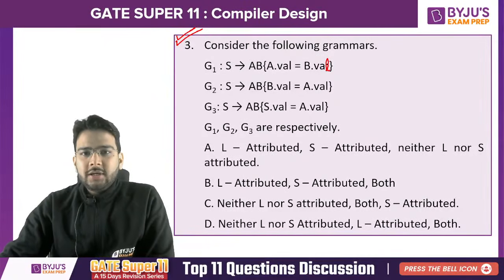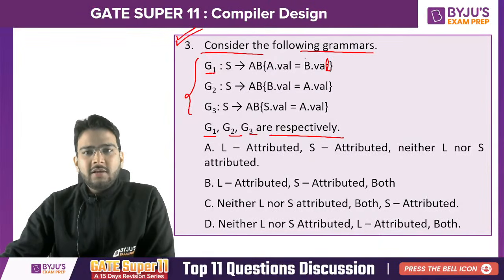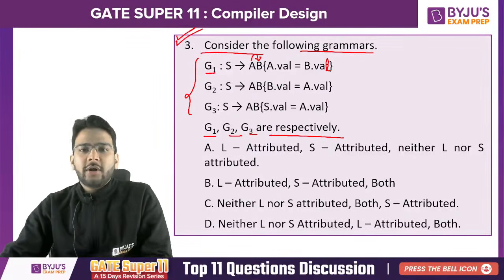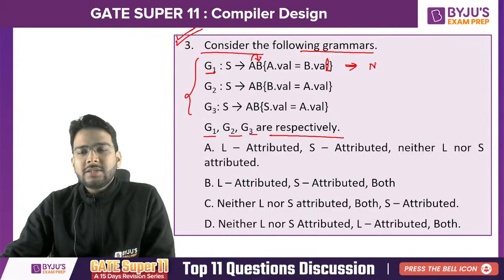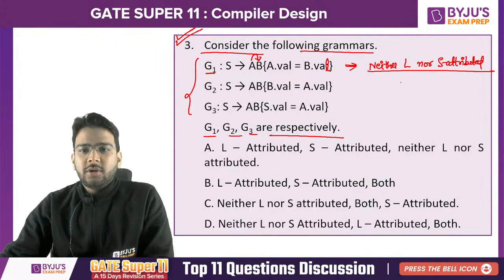Okay, so let's see here. Consider the following grammars. So these three grammars are given to you. G1, G2, G3 are respectively what? So here if you talk about G1, here A is taking the value from B. That means A is taking the value from B. It is taking the value from its right sibling. That is not allowed either in case of L attributed or S attributed. Clearly you can say this is neither L attributed. Guys, what you are doing? This is so simple question and all of you are committing mistake. This is neither L attributed nor S attributed grammar.